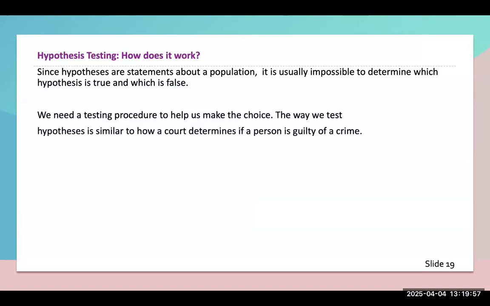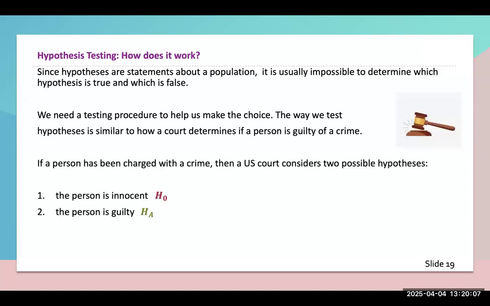And the way that we test hypotheses is similar to how a court decides whether a person is guilty of a crime. So we're going to think about the null hypothesis as the assumption that the person is innocent, and the alternative hypothesis, which is the new perspective, is that the person is guilty. In a court system, we say that a person is innocent until proven guilty. And so we're going to think of the null hypothesis, that assumption, as true unless you can show otherwise.